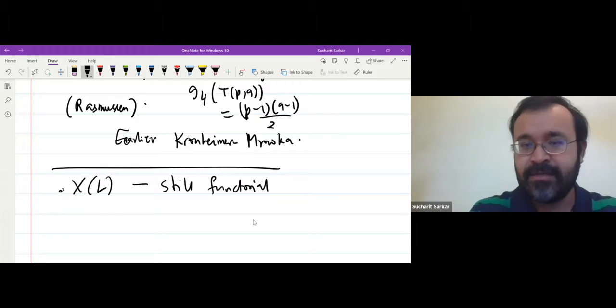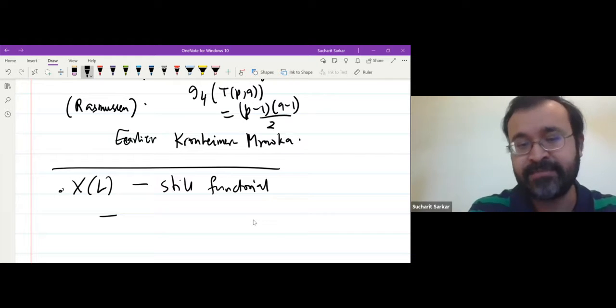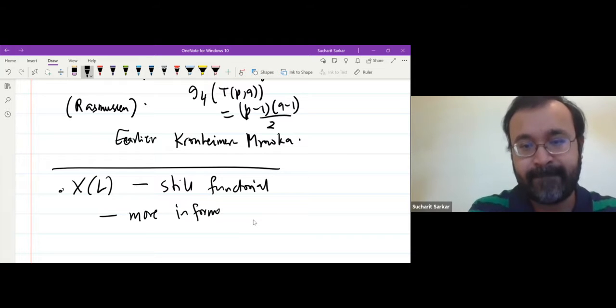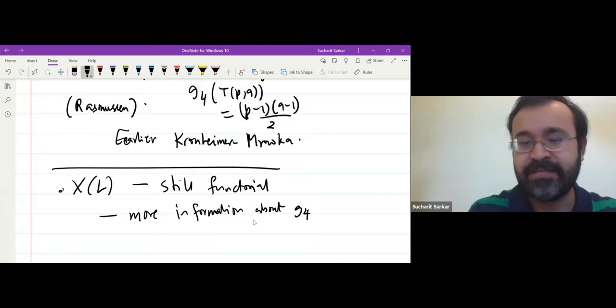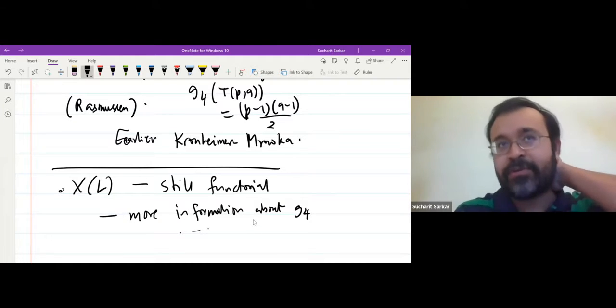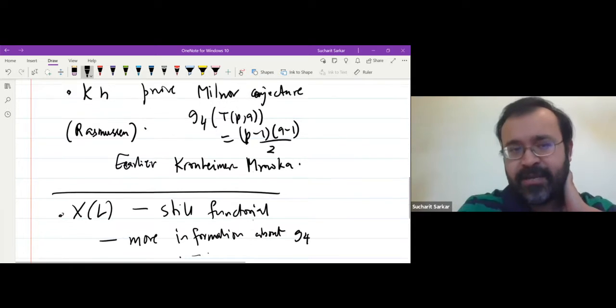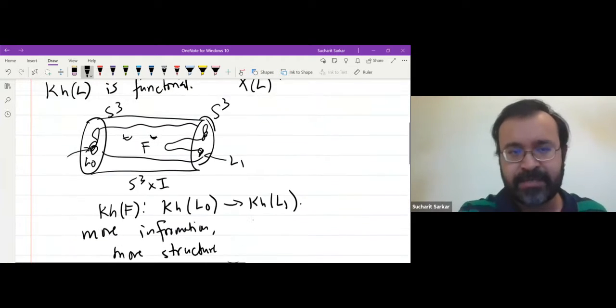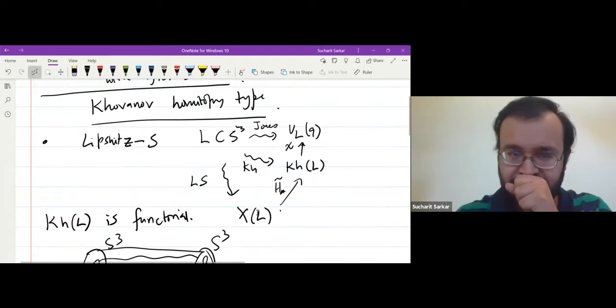And it gives you more information about 4-ball genus and so on. I can give you some examples of how you can compute the 4-ball genus of more knots using this. It's strictly more information, but in any case, it's a generalization of an existing theory.